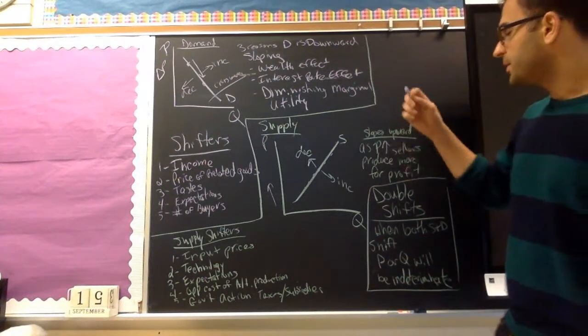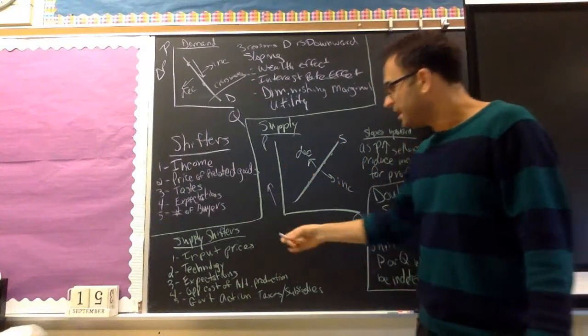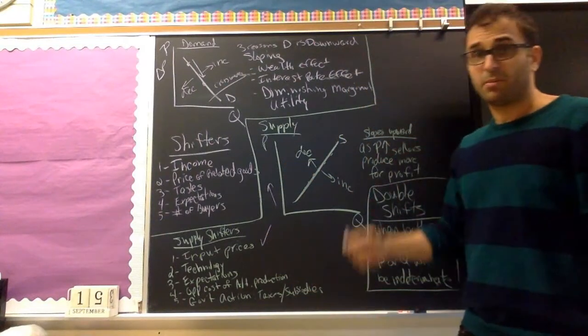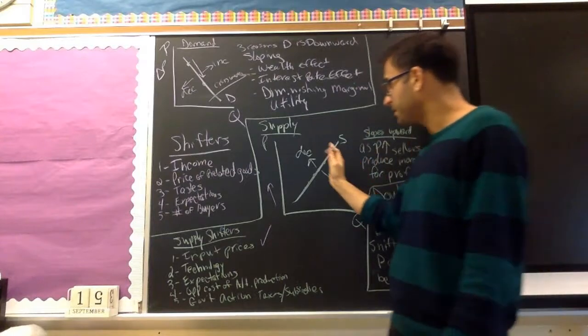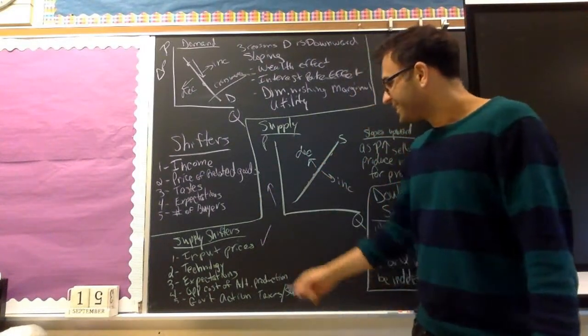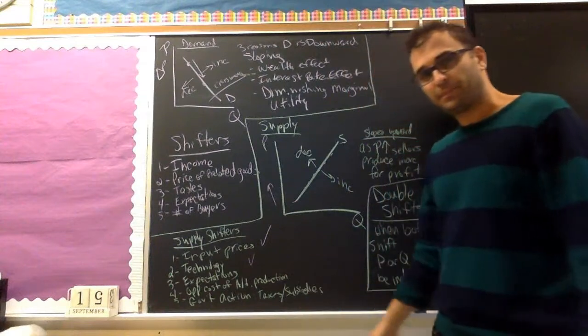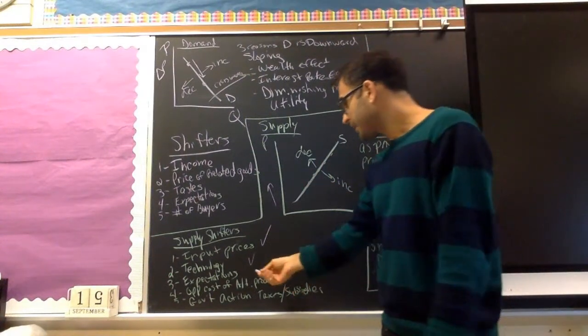So the shifters of supply: things that shift to the right are an increase, to the left a decrease. Input prices. Input prices are the number one shifter. The price of labor goes up. The price of resources goes up. That's going to shift supply to the left. The price of labor goes down, shifts supply to the right. Technology usually increases supply, unless it's like a computer virus, then it shifts supply to the left.